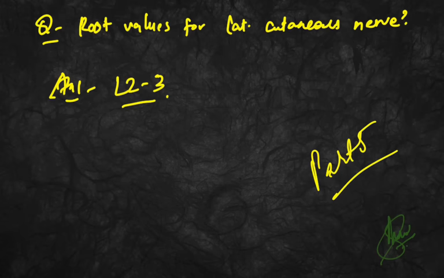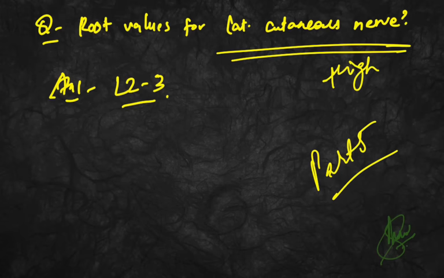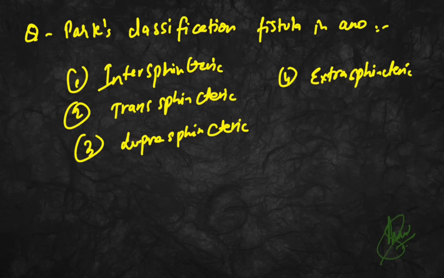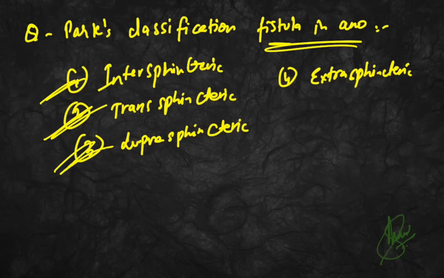So root values for lateral cutaneous nerve of thigh: L2 and L3, this is the correct answer. Park's classification for fistula in ano involves intersphincteric, trans-sphincteric, supra-sphincteric and extra-sphincteric.